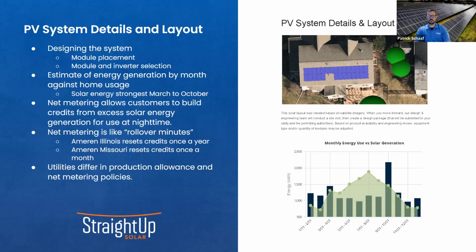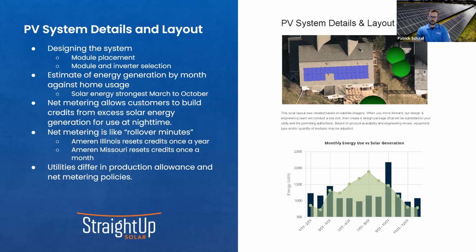The estimate of energy generation by month against your home usage. That's that graph you see on the bottom. The line graph is representing the energy generation by the solar array. You see how it kind of peaks in the summer months and starts to wane back down in those winter months. And then the bar graph represents the usage of the homeowner.